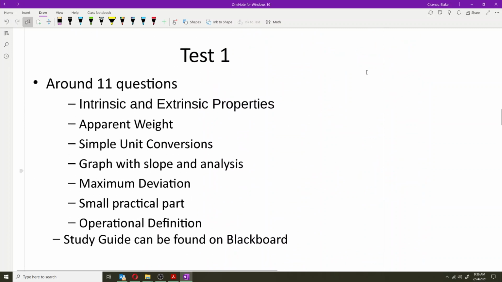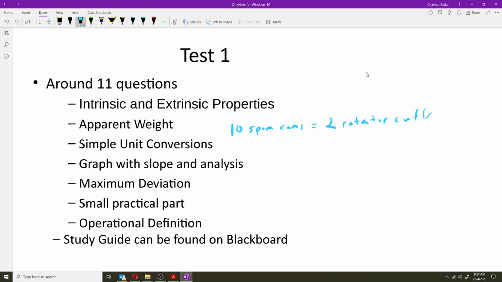Okay, test 1. There's going to be around 11 questions, intrinsic and extrinsic properties. You'll have one on apparent weight, like what I just went over. Simple unit conversion, so like, I don't know, 10 Spam cans is equal to 2 rotator cuffs. I don't know what that is. And then if you have 8 Spam cans, how many rotator cuffs do you have? Something like that. You're going to have to do a graph with slope and analysis.